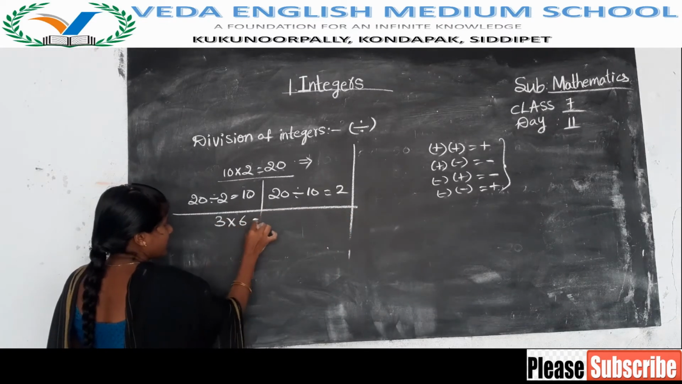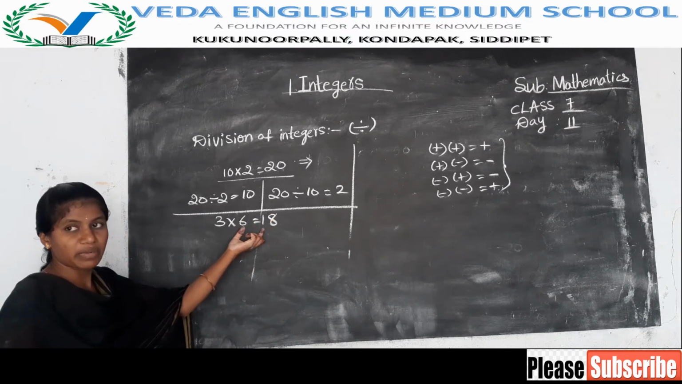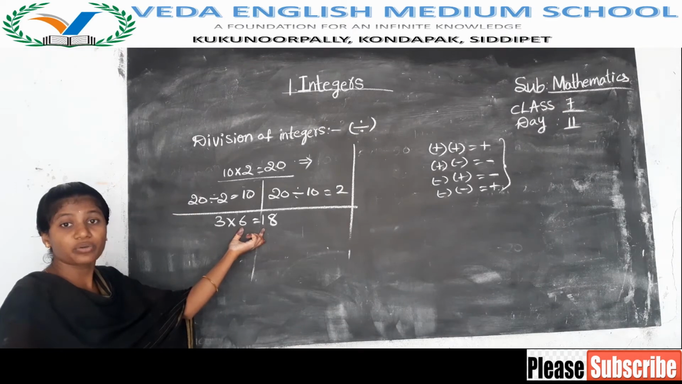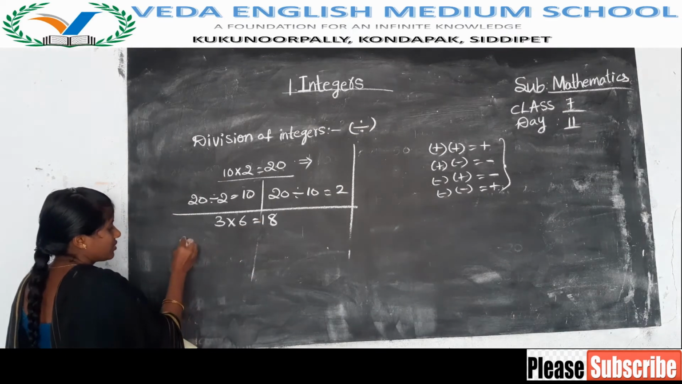3 sixes are 18. Then it is one multiplication fact. By using this multiplication fact, we can write two division facts. How to write two division facts? This is 18.